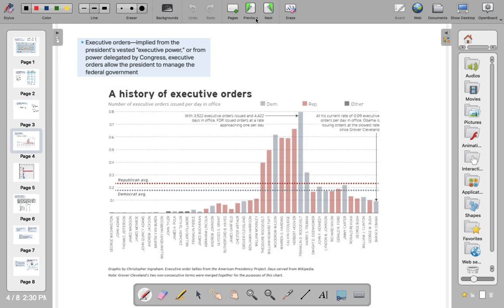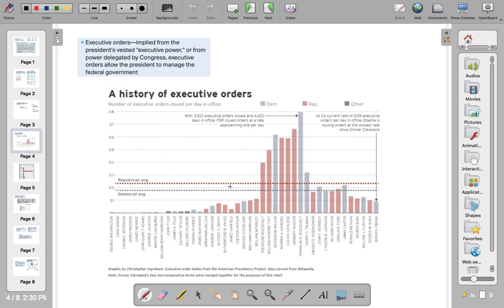All right, the president has the ability to write executive orders. Here from the AP curriculum, we see executive orders implied from the president's vested executive power or from power delegated by Congress. The fact is, ever since the beginning of this country, presidents have written executive orders to carry out the day-to-day business of the government.